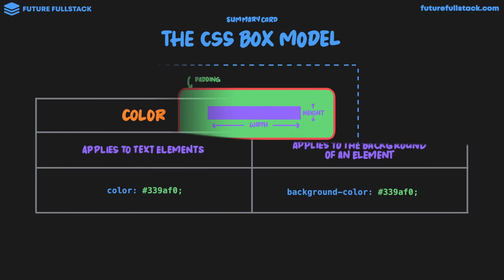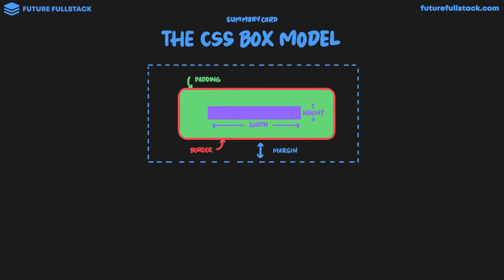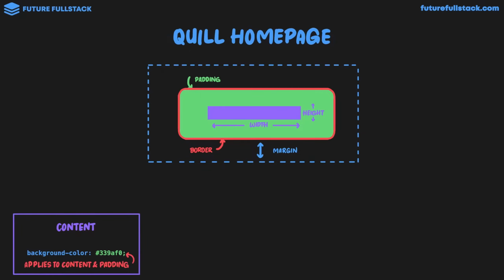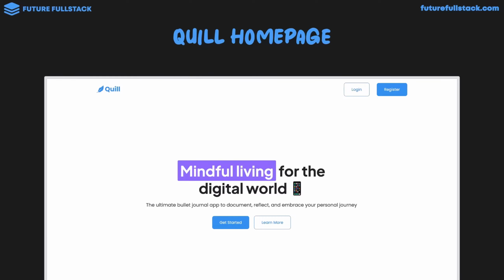So let's now add to our summary card the CSS box model. In this chapter, we started looking at some properties related to content. We looked at the background color, where the property is background-color, or we can add a color value like in hex notation shown here. We also said the background color applies to both content and padding. So let's now go add background color to the Quill homepage.